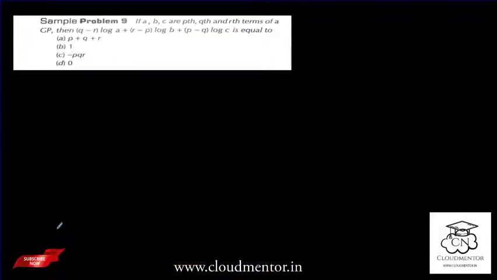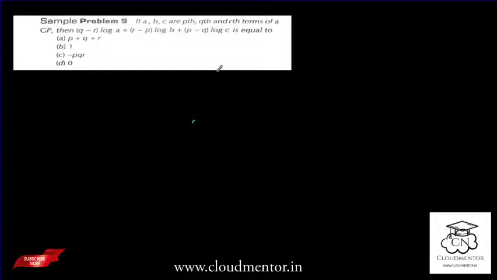If A, B, C are Pth, Qth, and Rth terms of a GP, then Q minus R log A plus R minus P log B plus P minus Q log C is equal to dash. Looks complicated, but it is simple, I think, if you apply the properties of log and such type of things. Let's look at the question here.